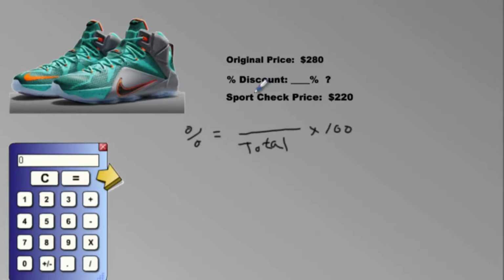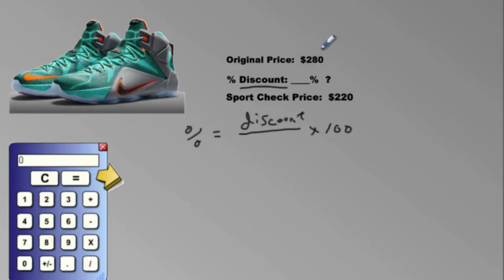What we have is a discount. Whatever this word says is what goes on top. We'll go discount. So whatever it says after the percentage, if it says percentage markup, you write markup. If it says percentage discount, you write discount. The total, well, what total are we dealing with? The total price. Now the total price is either going to be this or that. One of them is not going to be the right answer. One of them will be.